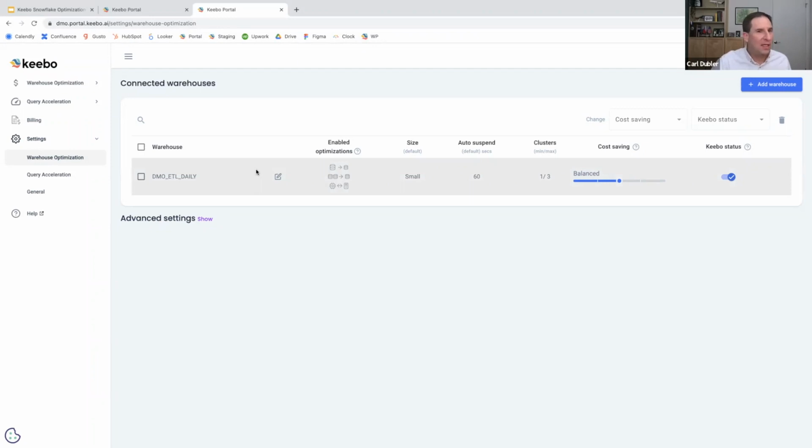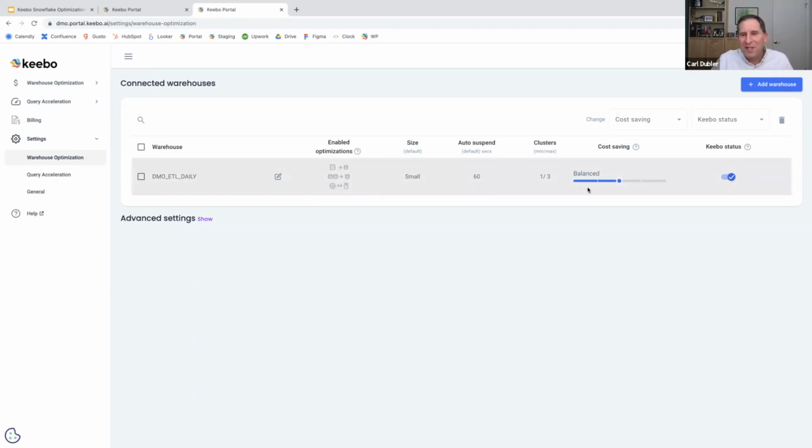Usually they have a Snowflake account that might have many warehouses in each account. So you would see a separate line here for each warehouse that we are optimizing. All right, so this particular warehouse, it's a demo warehouse, like I mentioned, and we're doing all the different optimizations on it. The automated downsizing, upsizing, we're doing the multi-cluster optimizations and the memory optimizations.